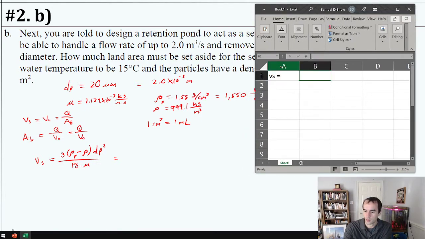We'll say this Vs is going to be 9.81, that's our acceleration due to gravity, times the rho of the particle, which was 1550, minus rho of the water, which was 999.1. This will be multiplied by our diameter of the particle squared. Diameter of the particle is 2 times 10 to the minus fifth. All of that is going to be divided by 18 times the dynamic viscosity of water, which was 0.001139.